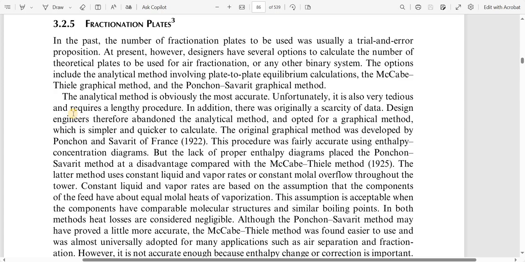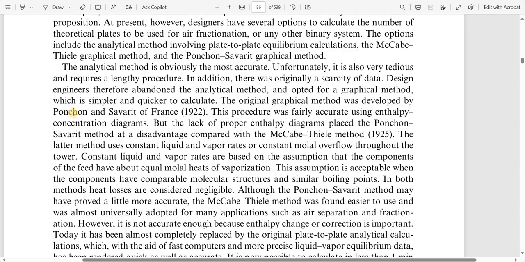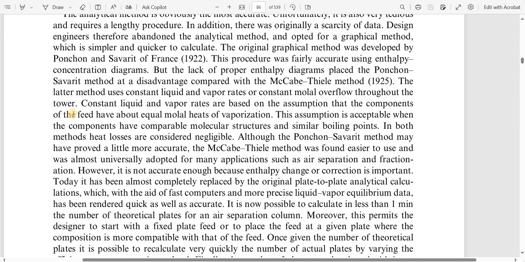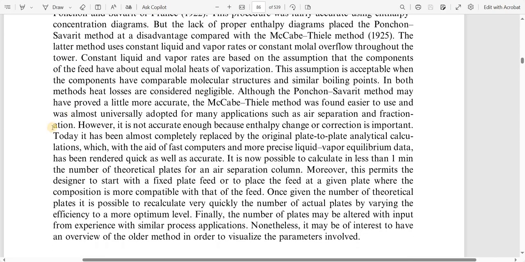Constant liquid and vapor rates are based on the assumption that the components of the feed have about equal molar heat of vaporization. This assumption is acceptable when the components have comparable molecular structures and similar boiling points. In both methods, heat losses are considered negligible.